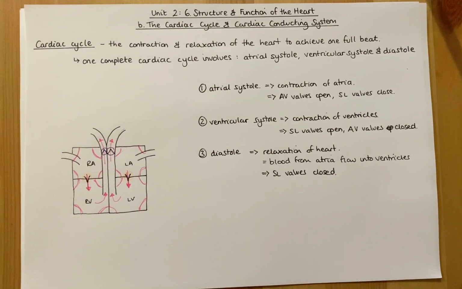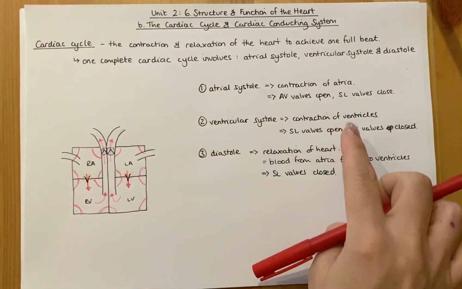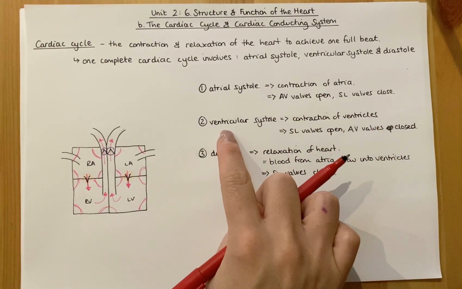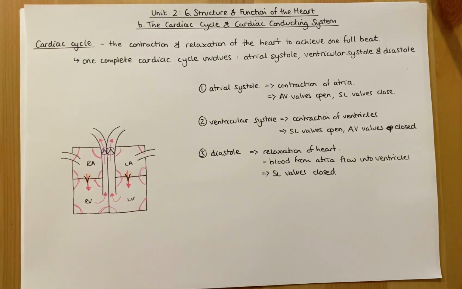Okay, so that is one whole cardiac cycle, one whole beat of a heart. So atria contract, atrial systole, where the AV valves open and the SL valves close. Then the ventricles do the same thing, they contract, the SL valves open and the AV valves close. And then the heart relaxes during diastole.